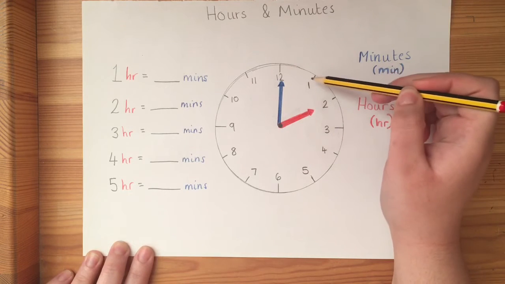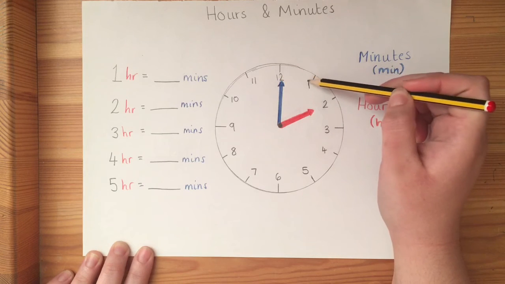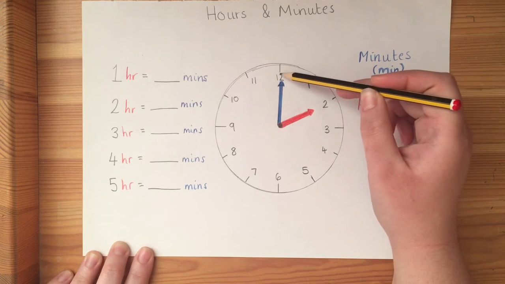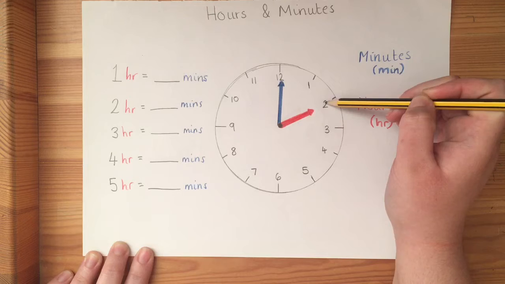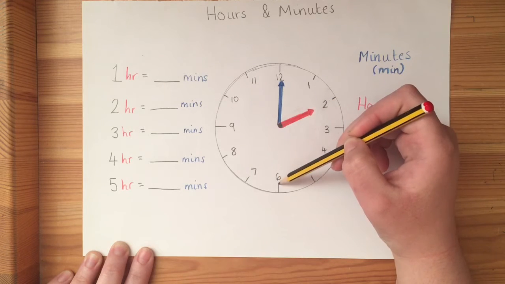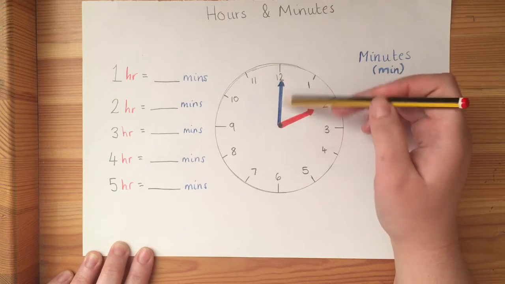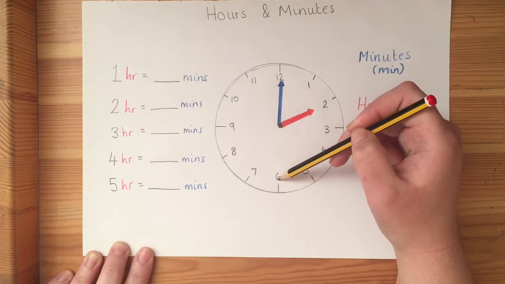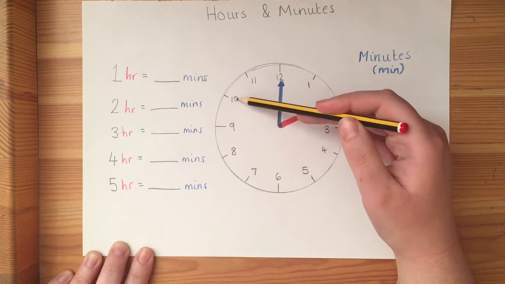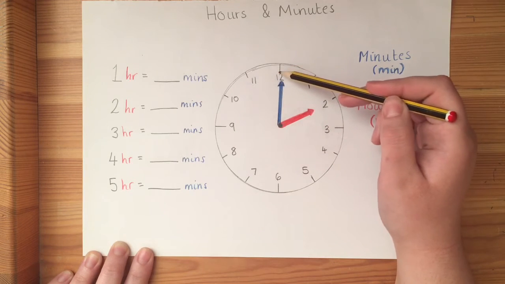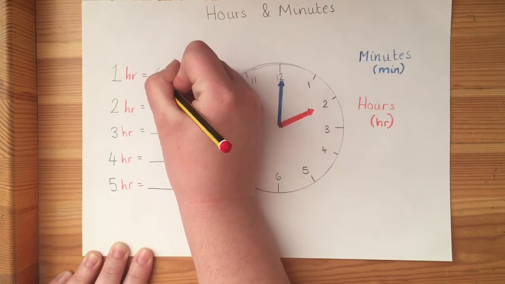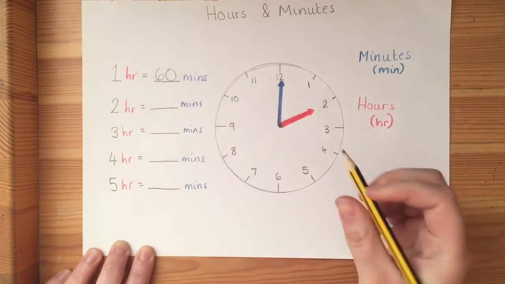Well, each of these blocks, so from 12 to 1 is 5 minutes, from 1 to 2 is 5 minutes, so we can count 5, 10, 15, 20, 25, 30, so we know that half an hour is 30 minutes, and then we keep going, 35, 40, 45, 50, 55, 60. So 1 hour is 60 minutes.